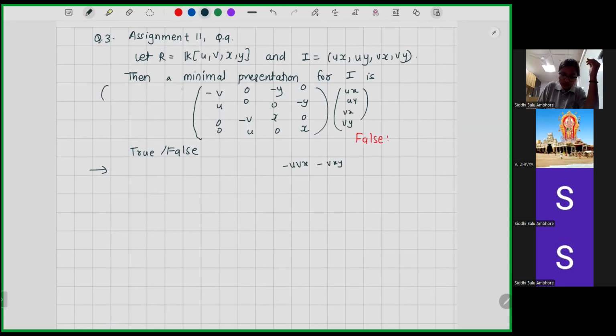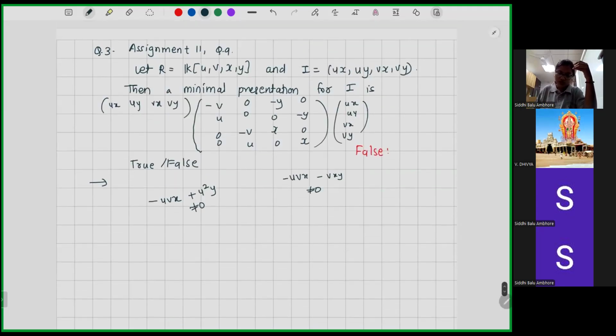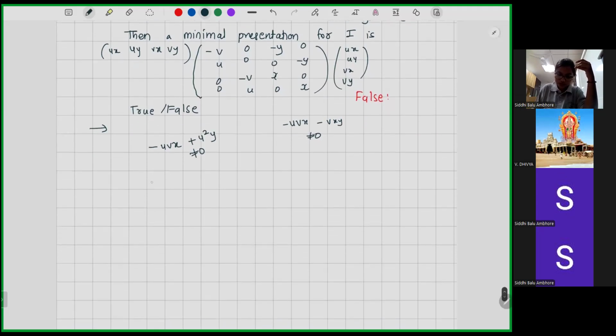Even this is wrong. And if I take it like this, ux, uy, vx, vy, and here minus uvx, minus u square plus u square y. So both of them are non-zero. So this is not a minimal presentation for I.